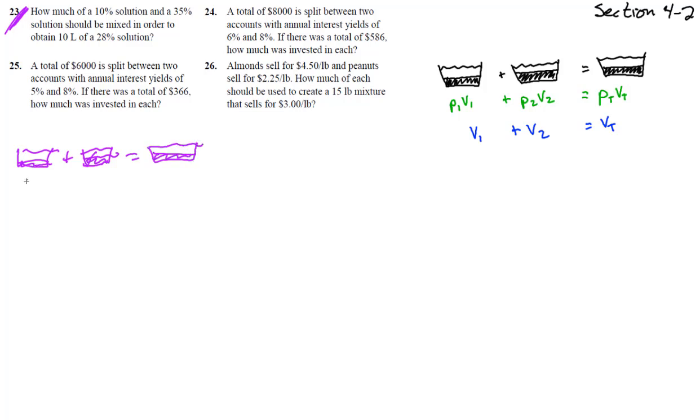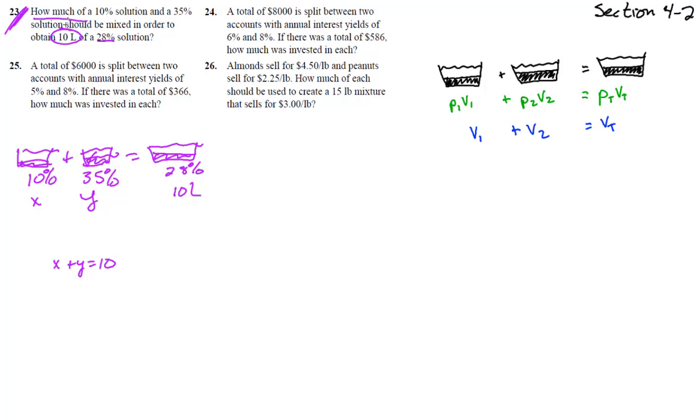So 23. This is a 10% solution and this is a 35% solution. And notice it says how much of these two things. We have two variables, X and Y, right there. And we know that we want 10 liters of a 28% solution. So the final has to be 28%, 10 liters. So we use this formula. We know that X plus Y equals 10. So that one's going to be the second equation right here.